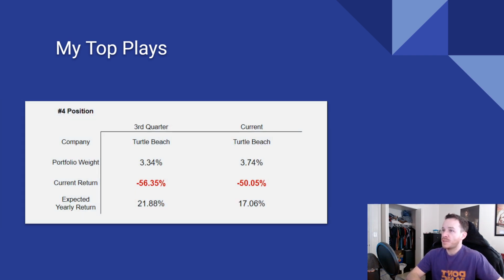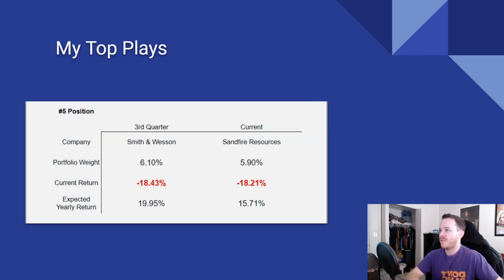Taking a look at our fourth position, which in the third quarter was Turtle Beach. It still is Turtle Beach. The portfolio weight hasn't really changed that much. The return has improved a little bit, but not that much. And then we've also pulled back our assumptions on that one as well. You can see the overall trend. We've been pulling back our return assumptions on pretty much everything.